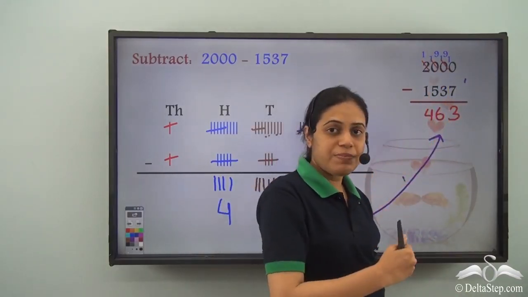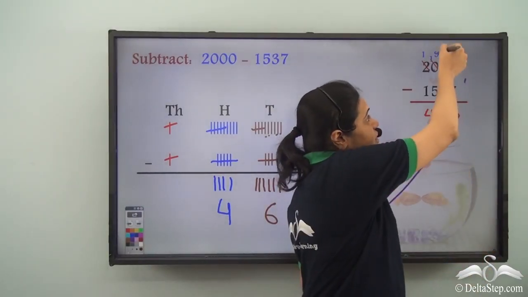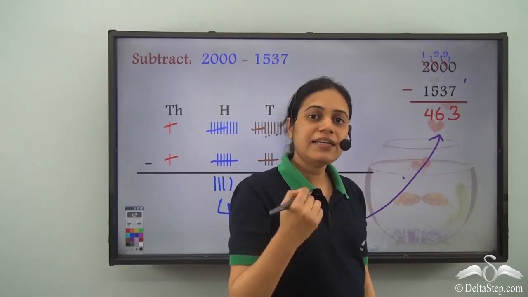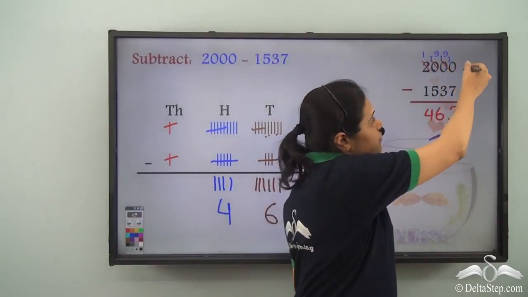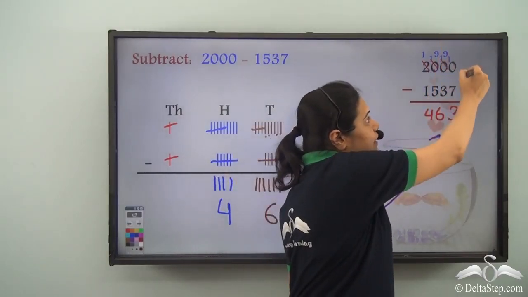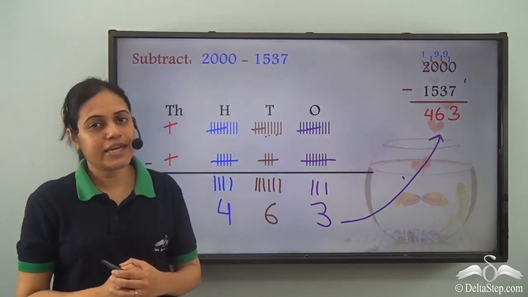Now hundreds place will give 1 to the tens place. So the hundreds place will become 9 and tens place becomes 10. And then the tens place again gives 1 to the ones place. Tens place becomes 9 and ones place becomes 10. This is how borrowing takes place.